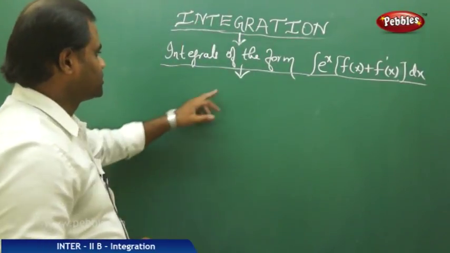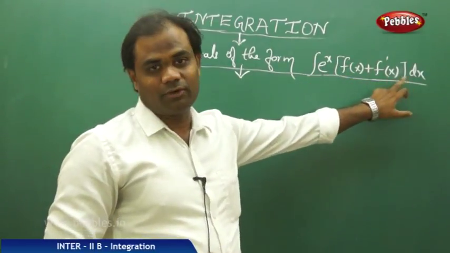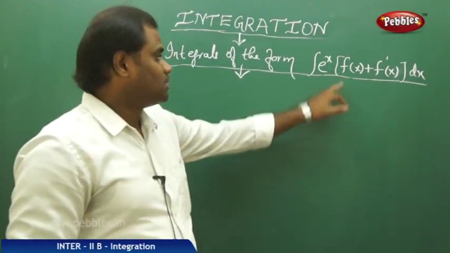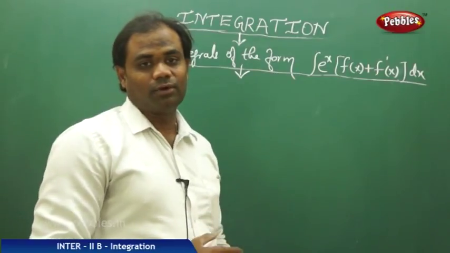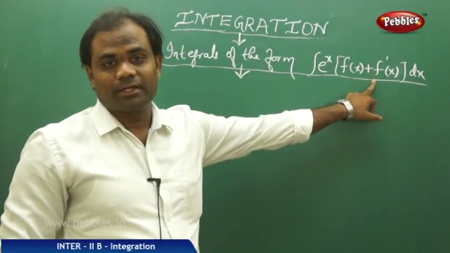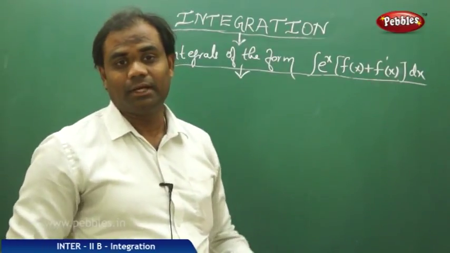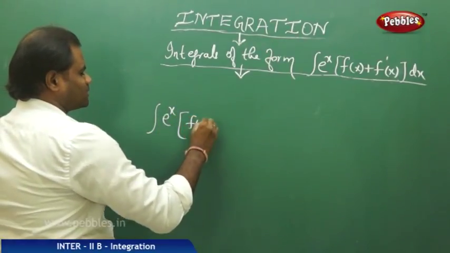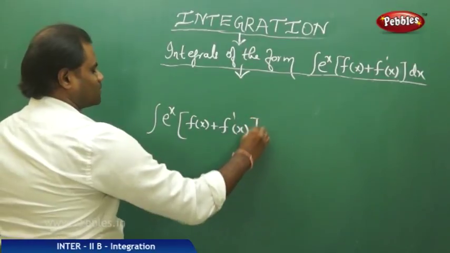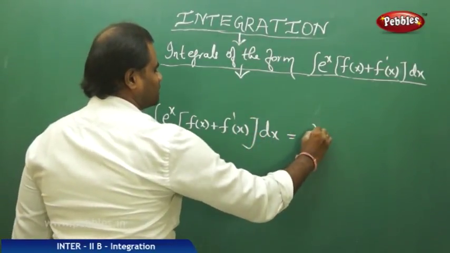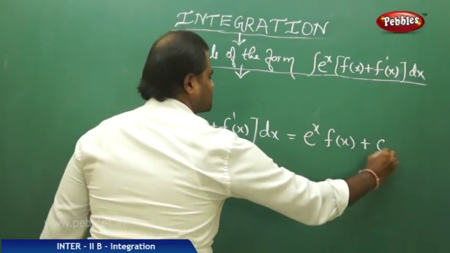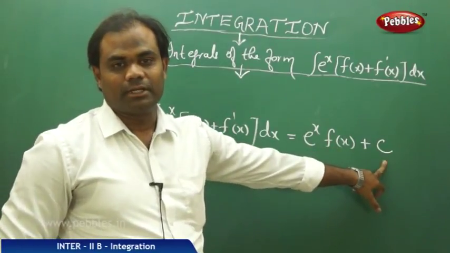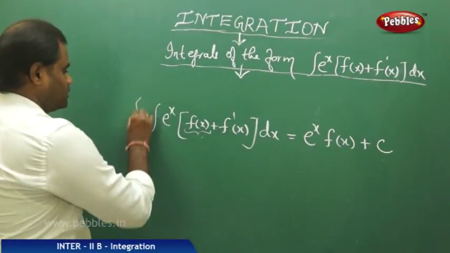Suppose I have integrals of the form integral e power x times f of x plus f dash x dx, then we have an exclusive formula for integrals of this type. So let's see the derived formula. Integral of e power x times f of x plus f dash x dx is directly given to be e power x f of x plus c. This will be directly multiplied with this, is what we get as the formula in case of this integral.